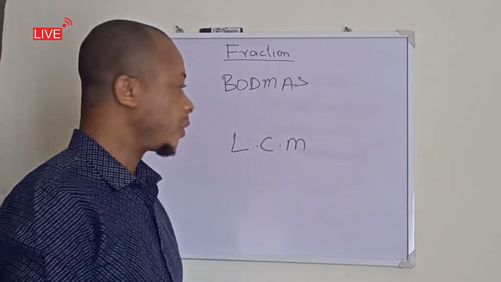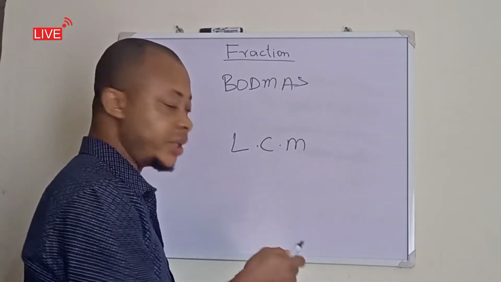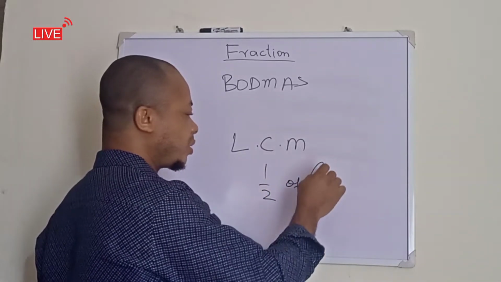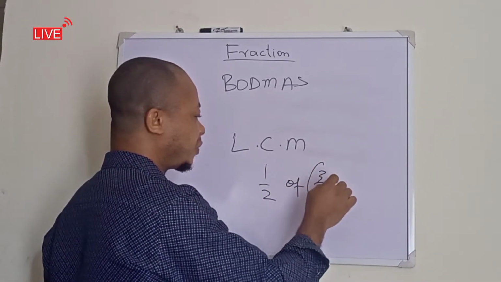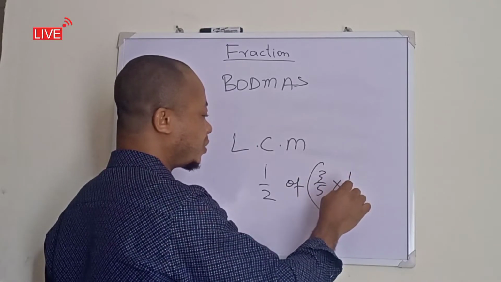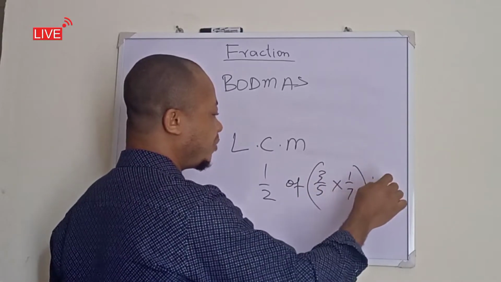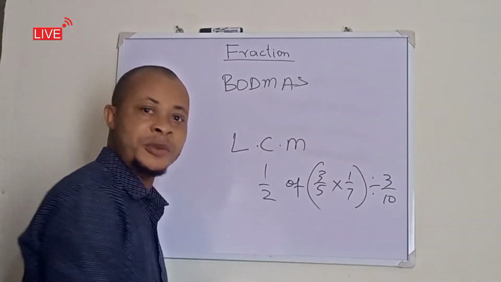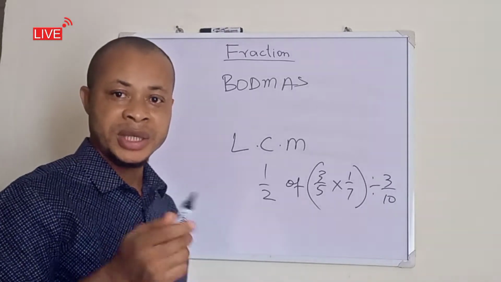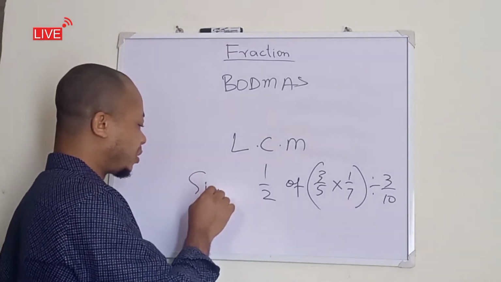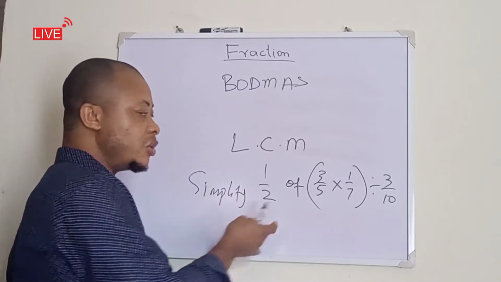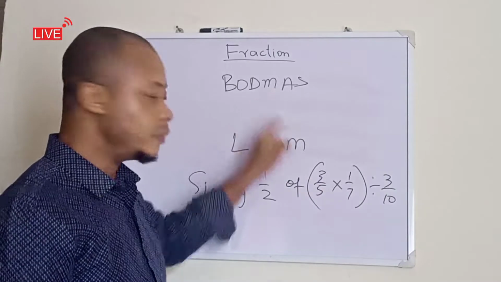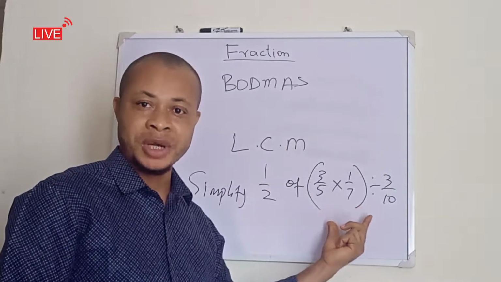For example, if you have a problem like this, 1 over 2 of bracket 3 over 5 times 1 over 7 divided by 3 over 10. For instance, you are given this type of problem to solve in mathematics. The word is simplify. The examiner will tell you to simplify this. Now you are going to use BODMAS to solve this. And what is this BODMAS?